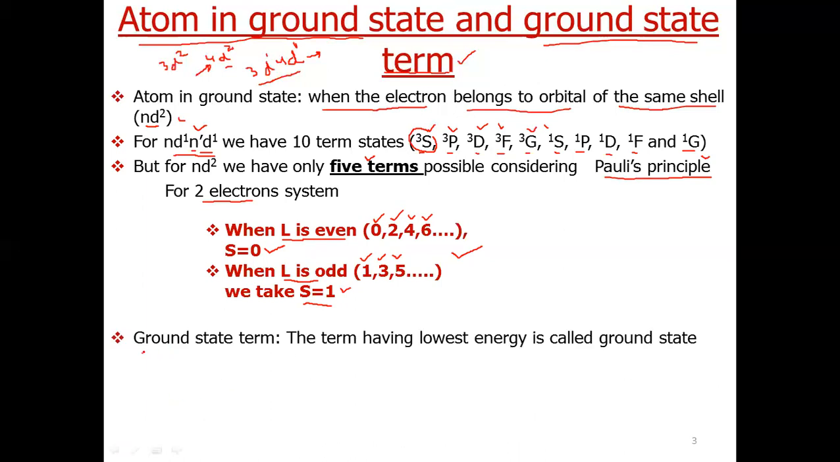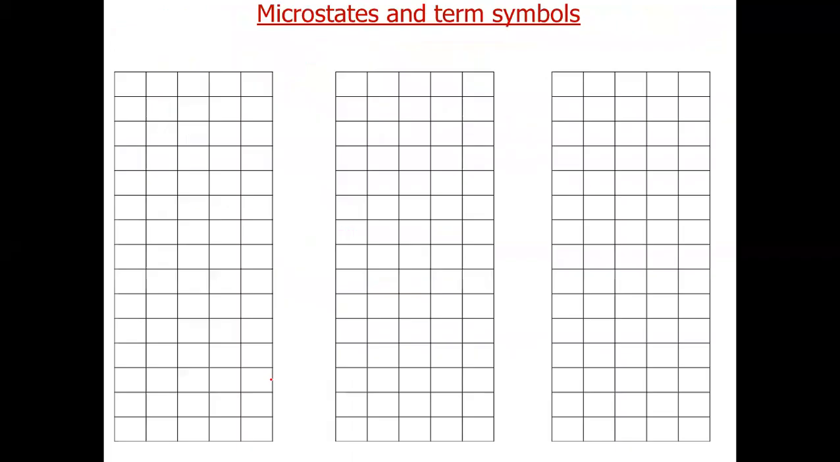Whereas ground state term means the term having the lowest energy out of these states. So for a particular configuration, out of the possible states, the state having the lowest energy is called the ground state term.